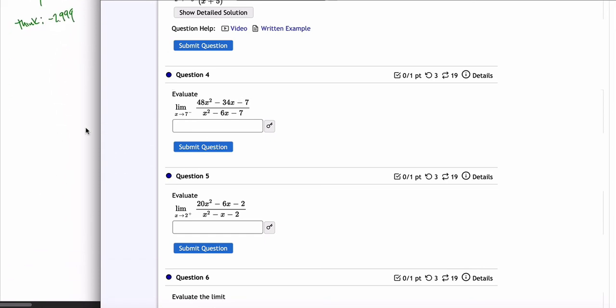So on question 4, for example, if I'm plugging in a number slightly less than 7, so more or less 7 squared is more or less 49. 48 times 49 is some huge number. I don't know what it is, but it's really, really big. It's quite a bit bigger than 34 times 7, or just 7 itself. So I'm going to have this huge positive number, and then I'm going to subtract a little bit and a tiny bit more.